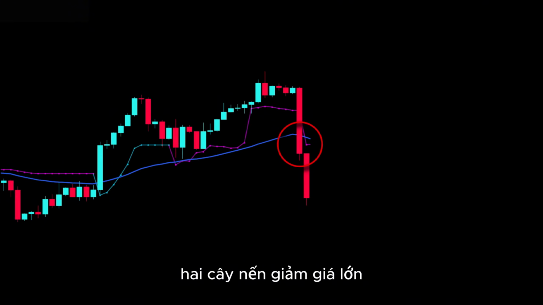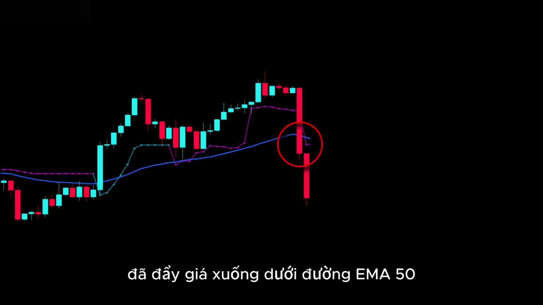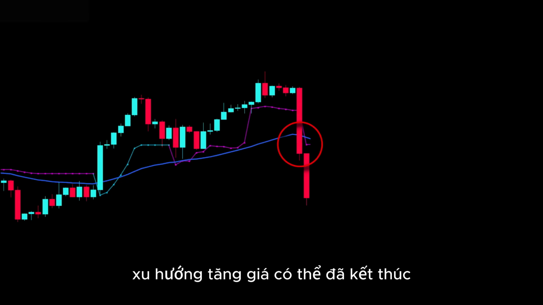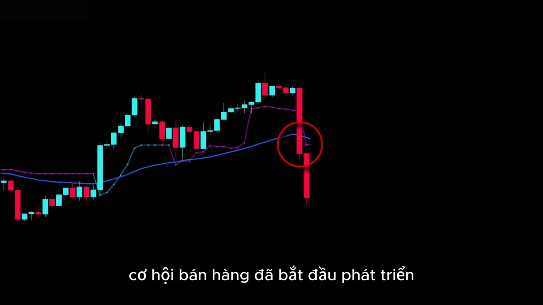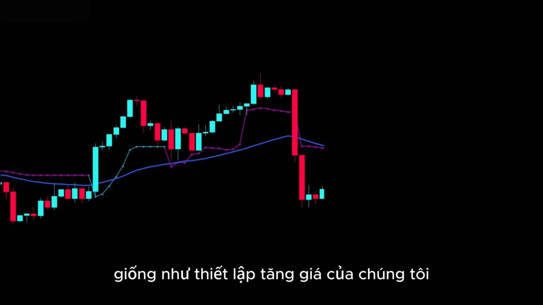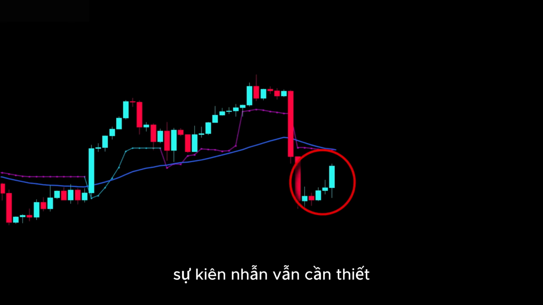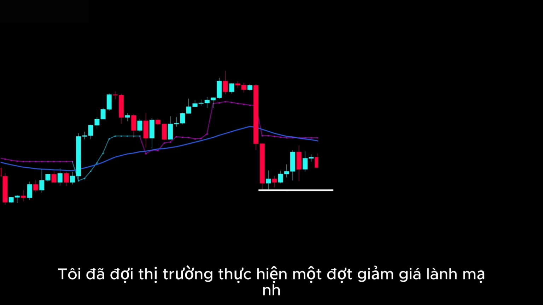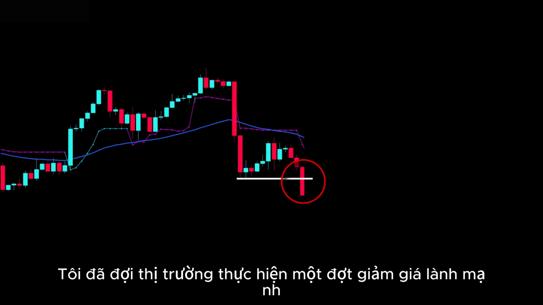Two large bearish candles drove the price decisively below the 50 EMA, signaling that the previous bullish trend had likely ended and that a potential selling opportunity was beginning to develop. Just like our bullish setup, patience remained essential. Instead of selling immediately after the breakout below the EMA, I waited for the market to perform a healthy pullback.